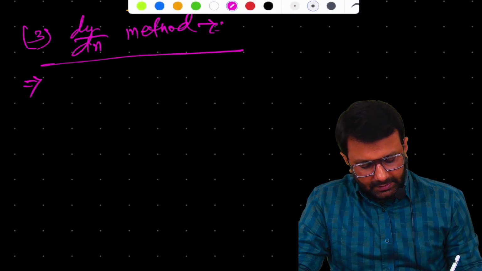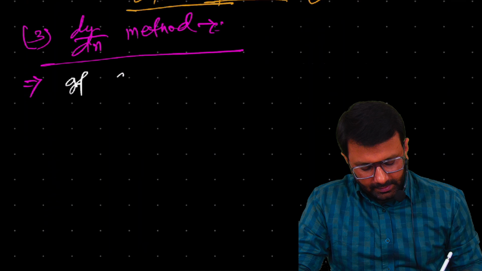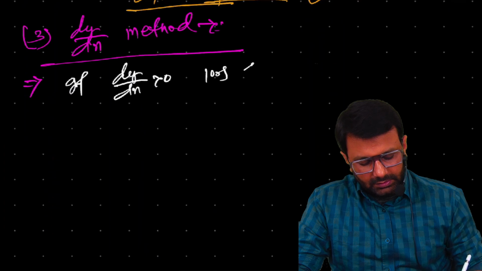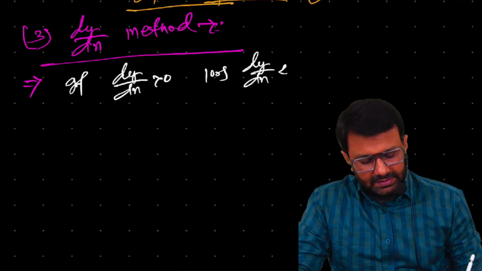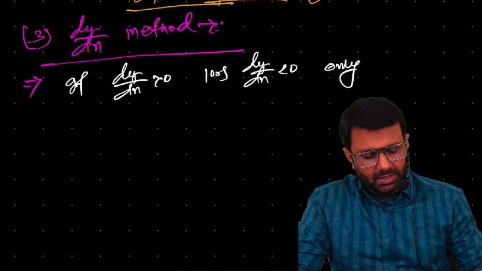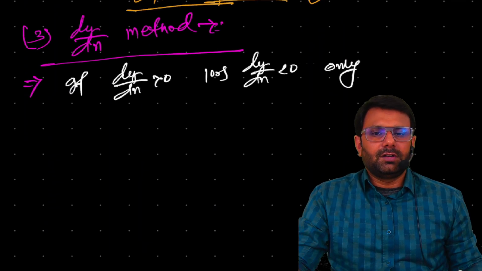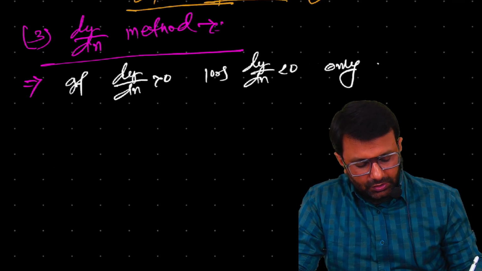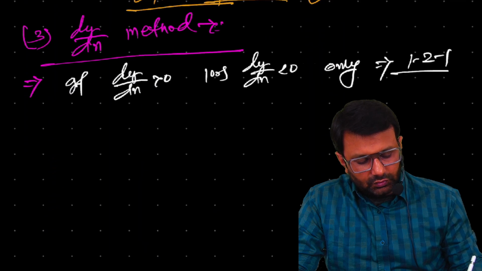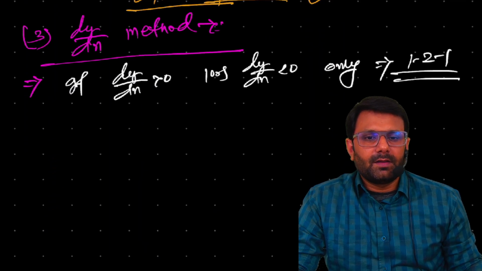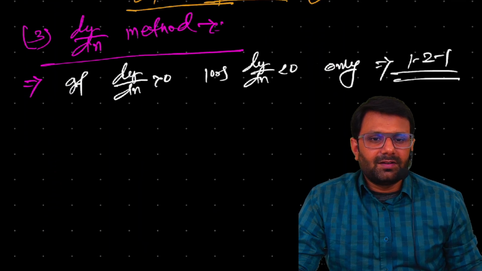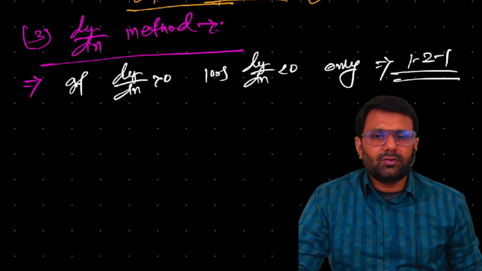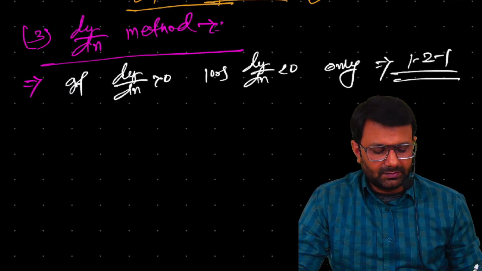So now tell me here. If dy by dx is greater than 0, or dy by dx is less than 0 only, without any condition, then the function is a 1 to 1 function. Yes or no? Right, everyone.